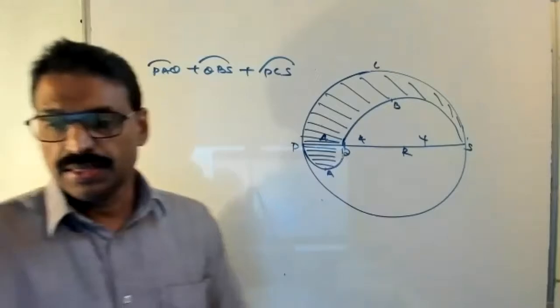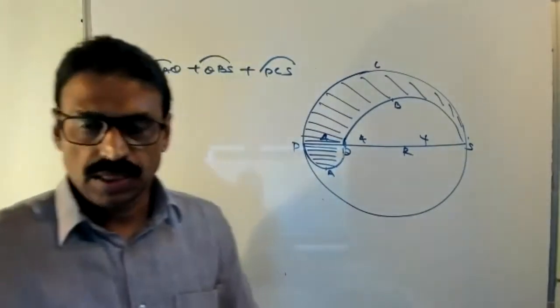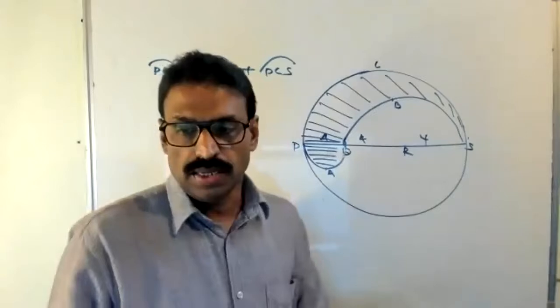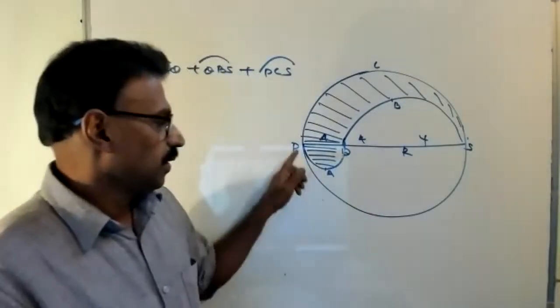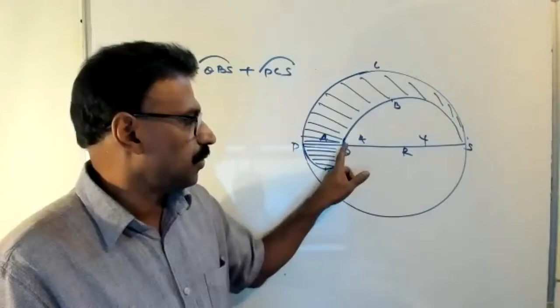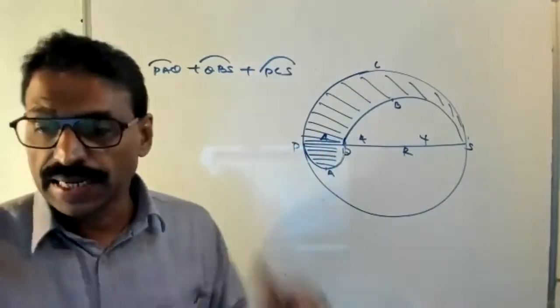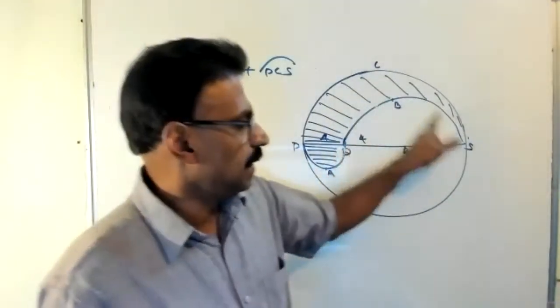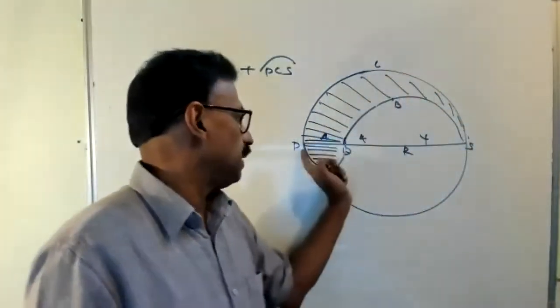Look at here. Those who have doubt, listen here. For the question, understood now? First of all, you have to find the perimeter. Perimeter means perimeter of the shaded region. That means PAQ plus QBS plus SCB.